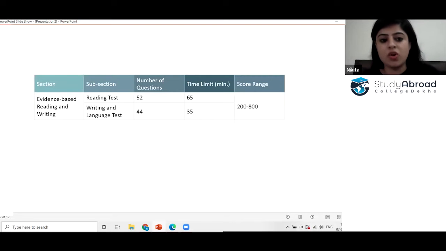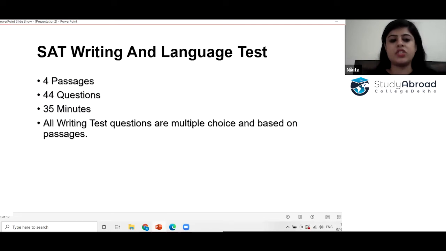As you can see on the screen, the reading test consists of 52 questions to be done in 65 minutes, whereas the writing and language test consists of 44 questions to be done in 35 minutes. The score range on the verbal SAT is 200 to 800. Today we are essentially going to discuss the writing and language test.